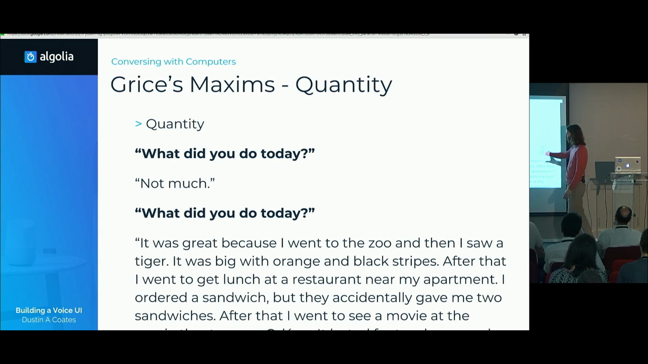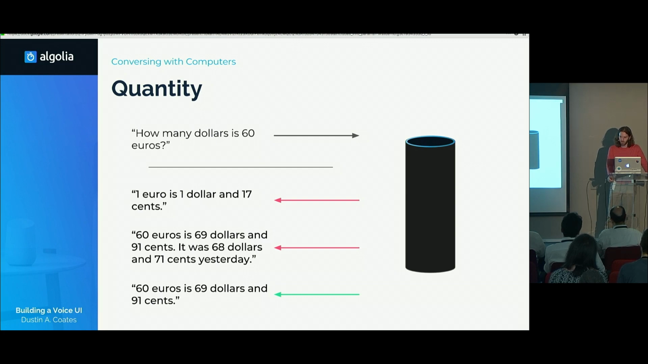On the other hand, we all have those people who just go on and on and on, and we want them to stop. This works with voice applications as well. The prime example is when you call in with your bank, and it's press A to do this, or press 1 to do this, press 2 to do that, press 3. It's way too much information. But it can be more subtle as well. How many dollars is 60 euros? Saying 1 euro is $1.17 is not enough information. Saying it was this today and it was this yesterday, too much information. We want to just answer what the user asked for.